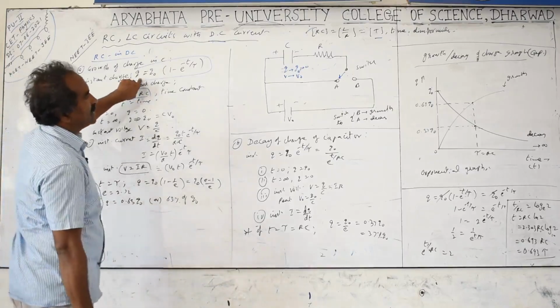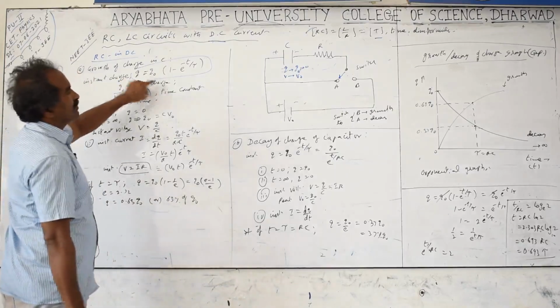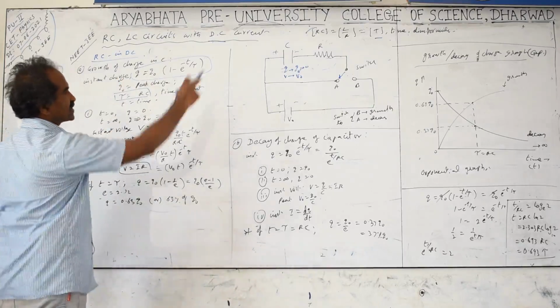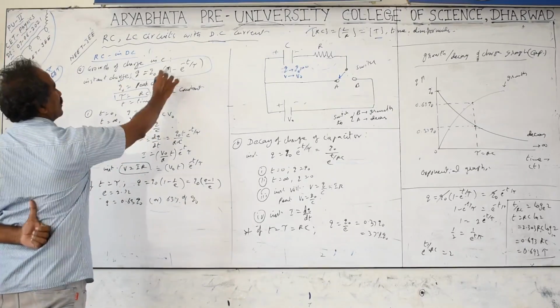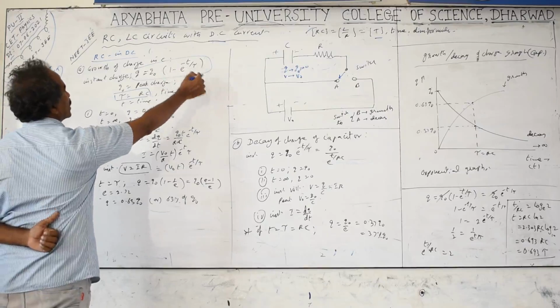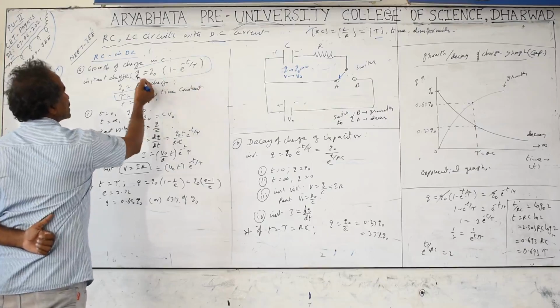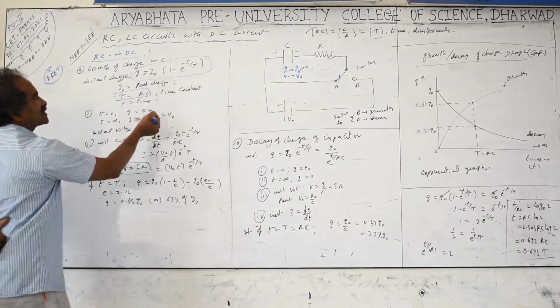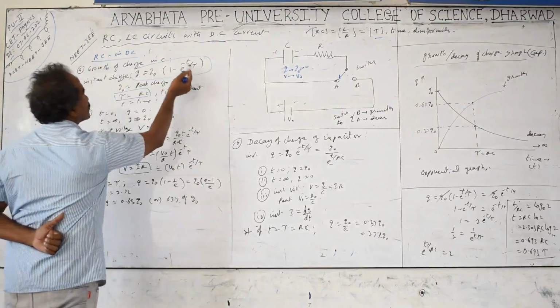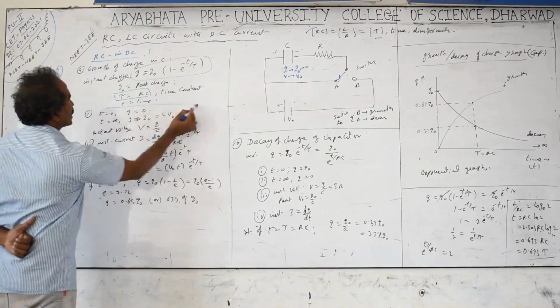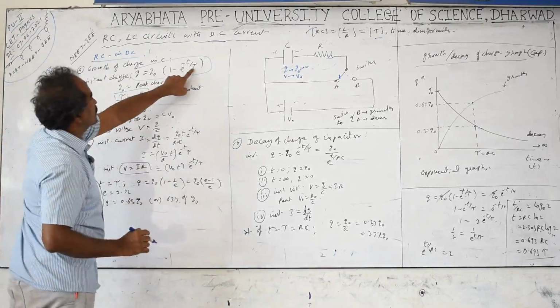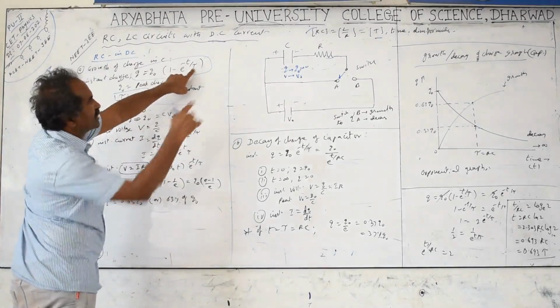I am not giving the derivation for this. For voltage, just apply Kirchhoff's laws and you will get the expression. Q equal to Q naught into 1 minus e to the power of minus t by tau. Here t is the time; after t seconds the charge is Q, called the instantaneous charge. Q naught is the peak charge. And tau is nothing but RC, which is a constant for the given circuit.